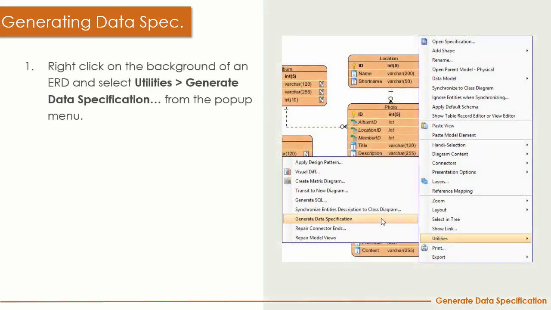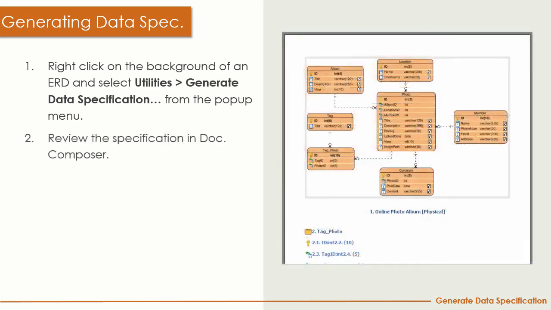Generating the data specification in Visual Paradigm is very easy. You can right-click on the empty space of the diagram, click Utility and Generate Data Specification, or you can use the action bar. I will demonstrate how to use the action bar in a minute. And then you will preview the specification in the document composer within Visual Paradigm.